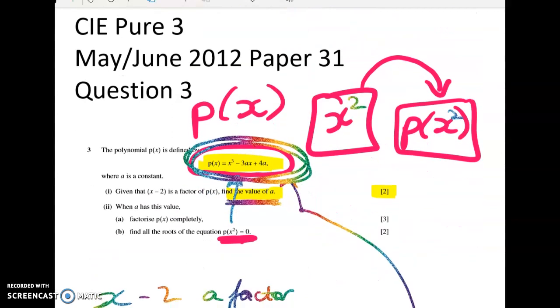So it links back to all that nice stuff in AS about one-to-one and inverses that we don't really look at much in Pure 3.